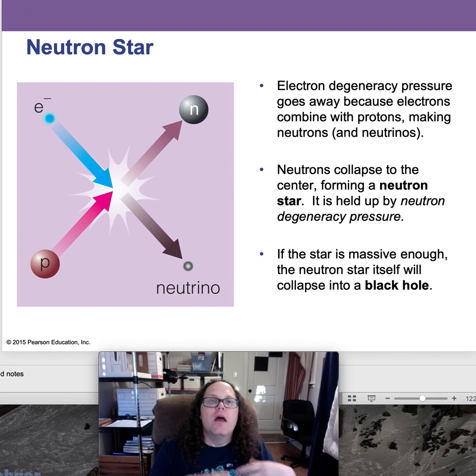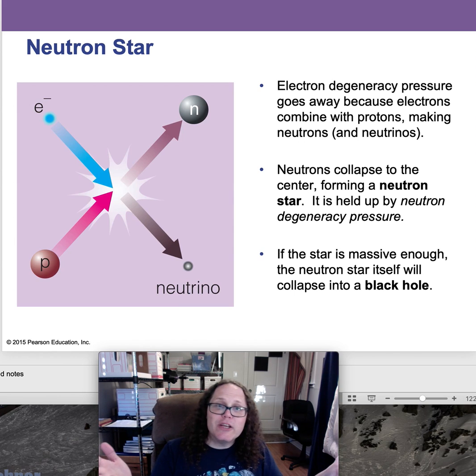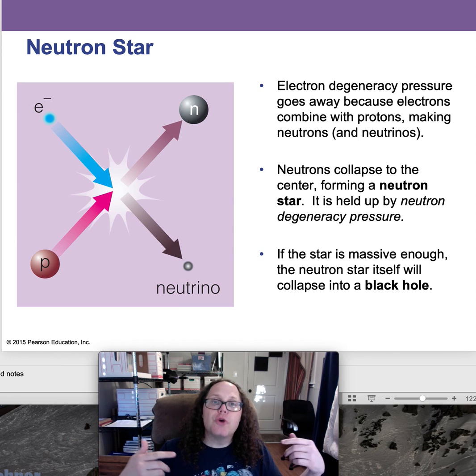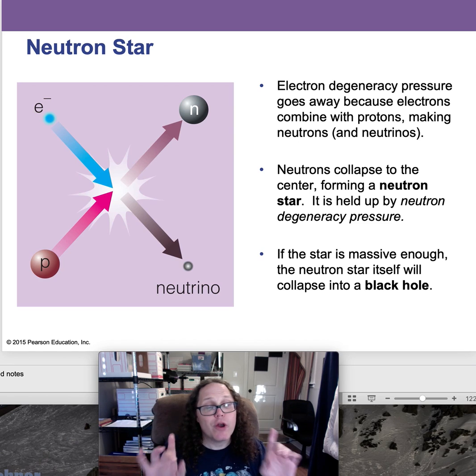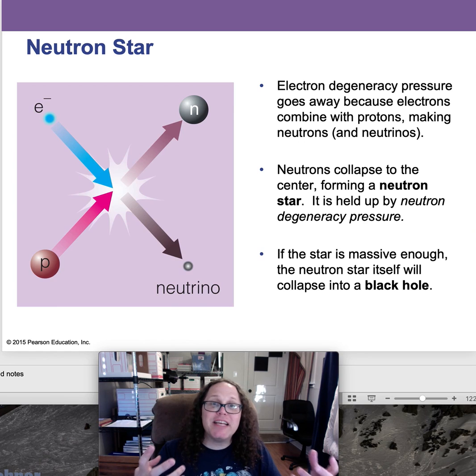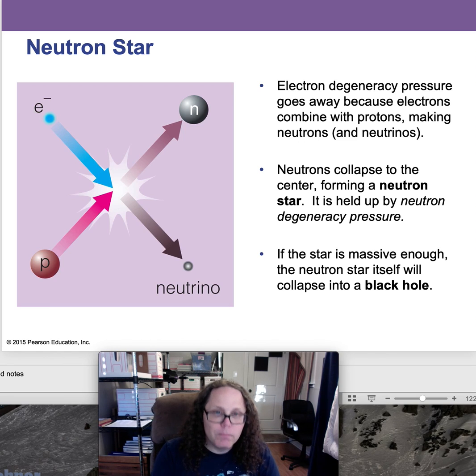So, the core of this exploding star is left behind as a neutron star. Since it's not fusing, there's no radiation pressure to prevent it from collapsing, so it keeps shrinking, getting more and more compact until the neutrons start bumping into each other and producing an outward pressure called neutron degeneracy pressure. However, in rare cases, the neutron star is so massive, its gravity is able to overcome neutron degeneracy pressure, so it collapses into a black hole.